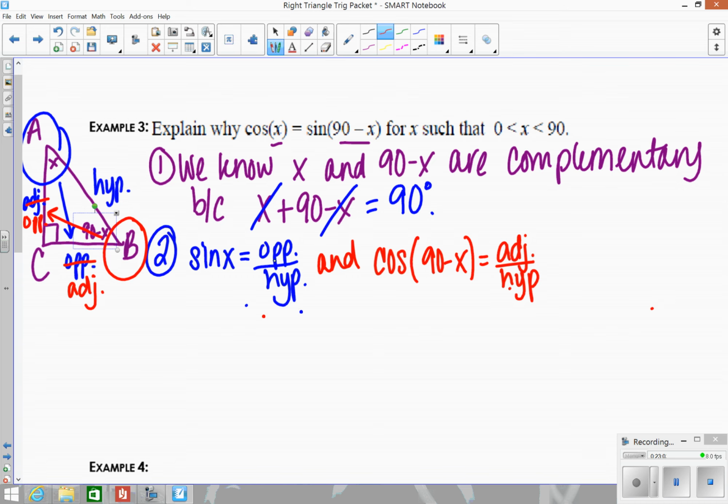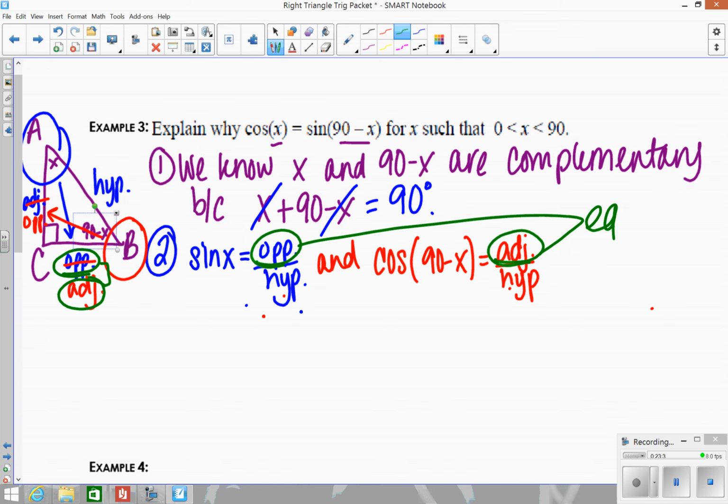And since the opposite and adjacent of x and 90 minus x are the same thing, that tells me that these are equal to each other. So when we look at this, the opposite of x is right here, and the adjacent of 90 minus x is right here. Since these are the same side, these two things have to be equal. This means sine of x equals cosine of 90 minus x.